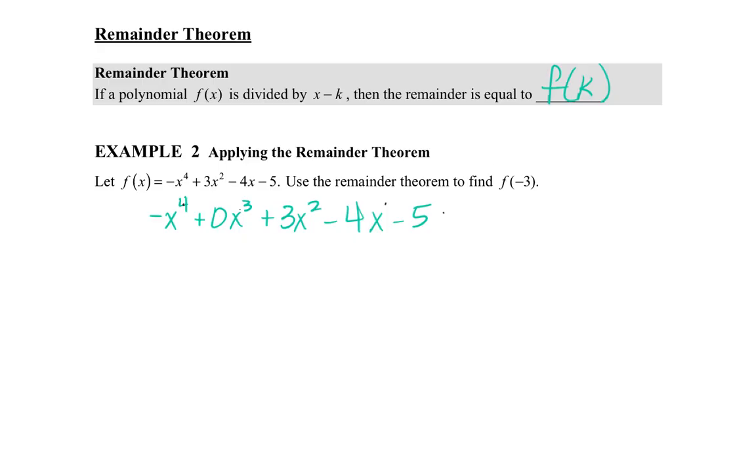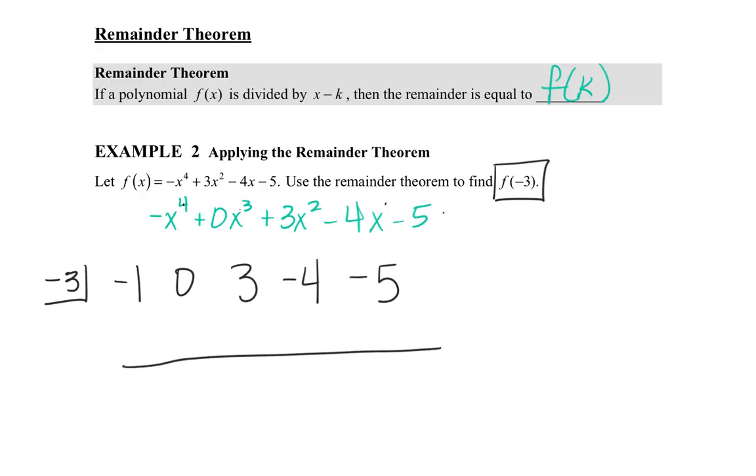All right, so they're saying to find f of negative 3. So we're going to divide by negative 3. We don't have to change the sign on this one. This one is telling you it is negative 3. So now we got negative 1, 0, 3, negative 4, and negative 5. So I'm going to do the same thing. Bring this down. Now go through and do your multiply and add.